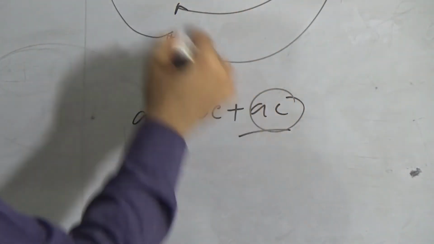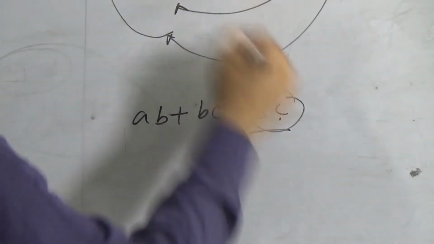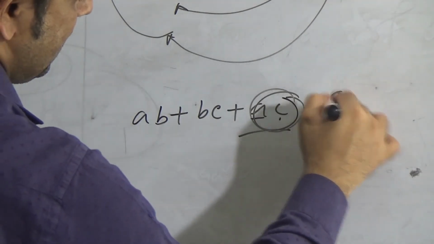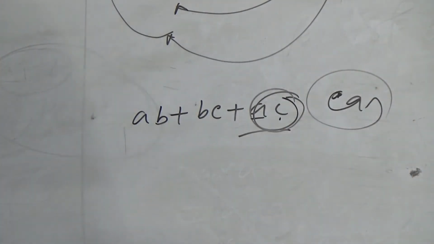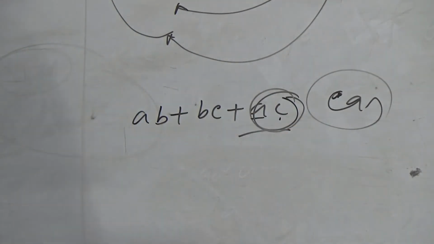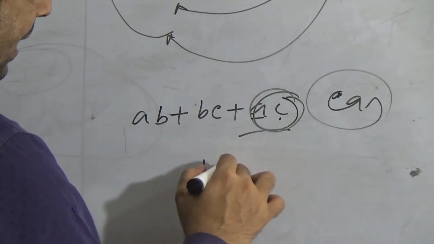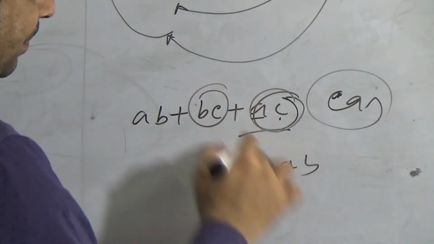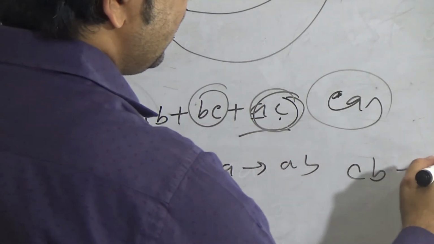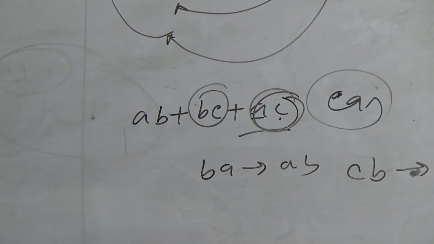After A we will not get C, after A we get B, and after C we get A, so this should be CA, not AC. So in case of cyclic order we have to maintain the order. We can't write BA, we have to write AB. We can't write CB, we have to write BC. So in case of cyclic expression we have to maintain the order or the sequence. So we can solve the question depending on this.